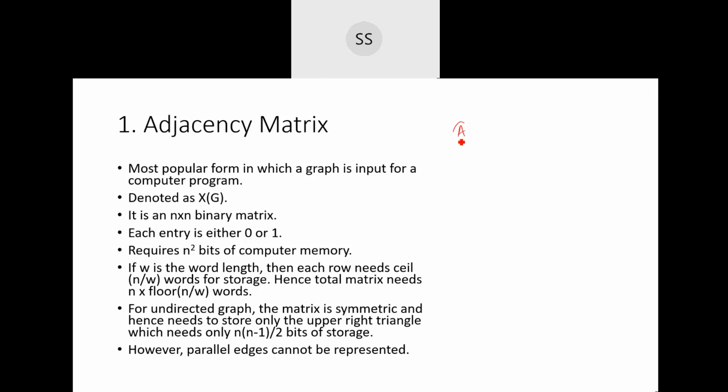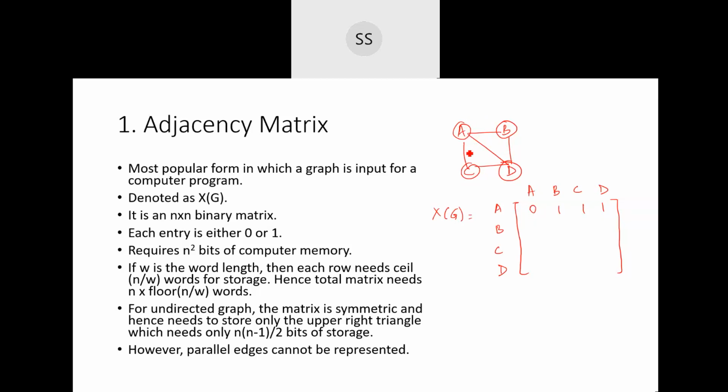Taking a small example as a recap, you have the vertices A, B, C and D. What would be your adjacency matrix, X of G? You have the vertices A, B, C, D as your rows, and your columns are also the vertices A, B, C and D. You put a 1 whenever a vertex is adjacent to the other. In the case of A, B, C and D are adjacent, so B, C, D is said to be 1 and A is 0.